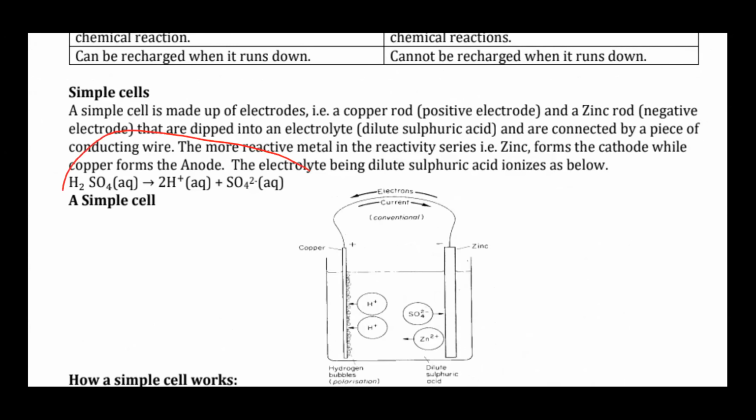Chirabo Paul in the chat asked earlier on, is there a specific material the conducting wire is supposed to be made of? So long as the wire is a conductor, it doesn't matter. And then she's asking, is there a reason why the more reactive metal forms the negative electrode? Yes, and we are going to see it in the reactions below.